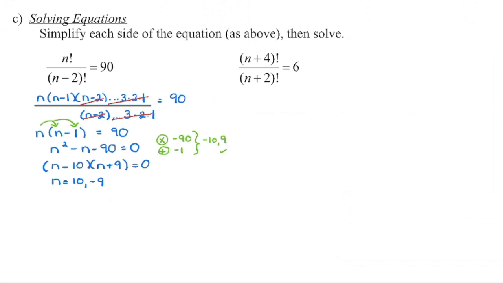Now, before we do anything, we should be doing the restriction, which I actually did, but I forgot to uncover it. So we can see that the smallest factor here is going to be n minus 2. So set that factor greater than or equal to 0. n has to be greater than or equal to positive 2. We can see that negative 9 is not greater than or equal to positive 2. So negative 9 is extraneous, leaving us with one solution of n is equal to 10.